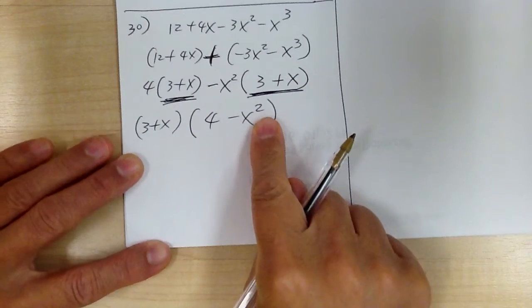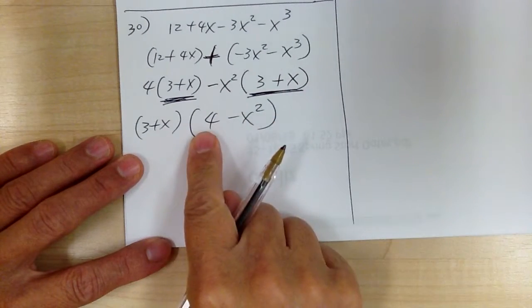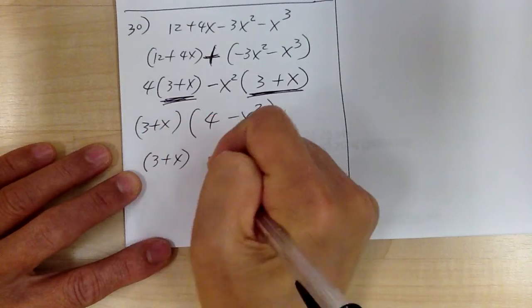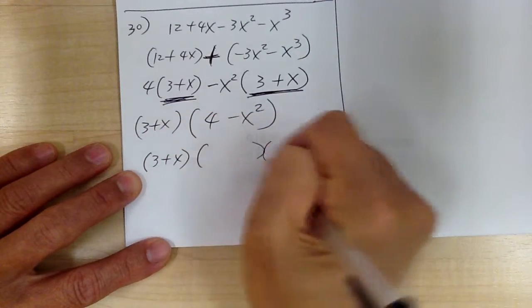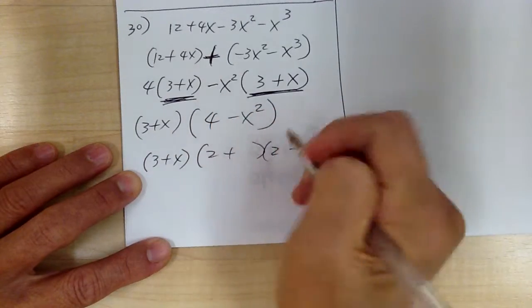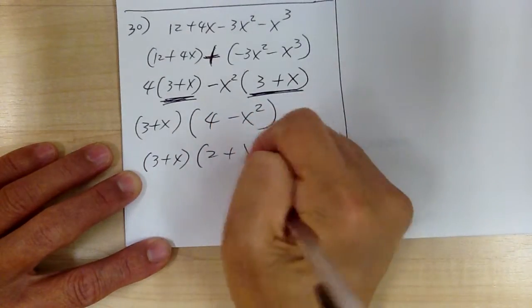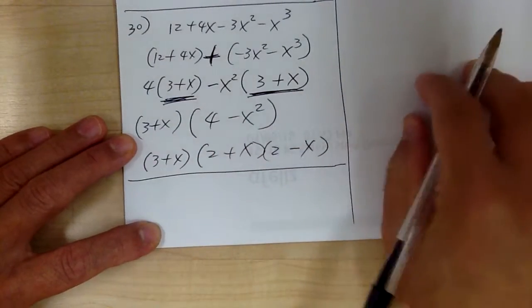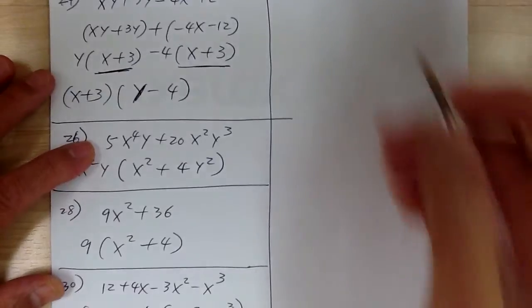Now, when you have a square, you have to check. So this is the difference of squares. So that's your step 2A. So to get 4, you need 2 times 2. To get x squared, you need x times x. And so that's it for number 30. Okay, let's go to 32.